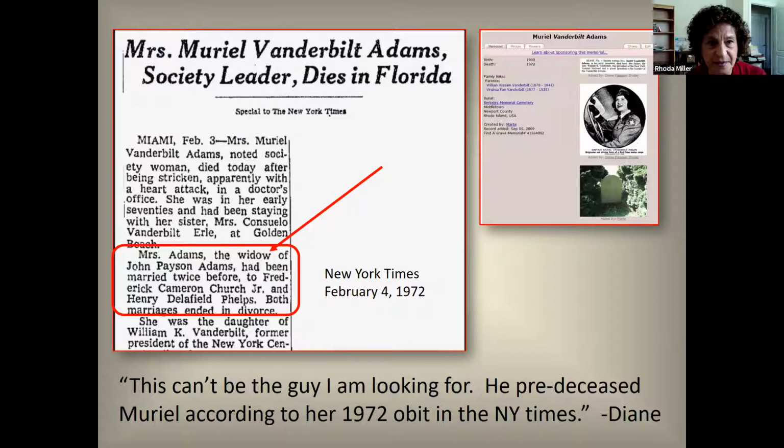So I sent this obituary to my friend Diane, and her answer was, this can't be the guy I'm looking for. He predeceased Muriel, according to her 1972 obit in the New York Times. And that's how we read it. She is the widow. So he would have had to have died before 1972, but we just saw that he died in 1985. So what's going on here?